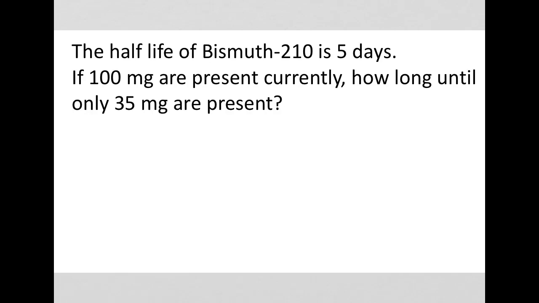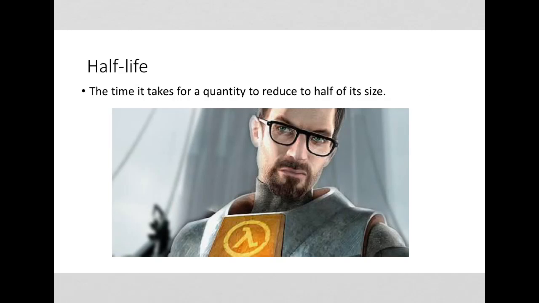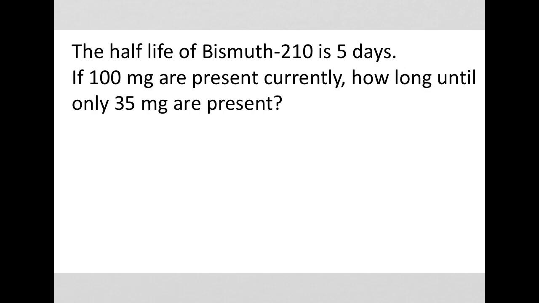Now we want to look at some half-life problems. So half-life is talking about the time it takes for a quantity to reduce to half of its size. Typically speaking, you are using half-life when you're talking about radioactive decay of isotopes. And so we're saying that the half-life of bismuth 210 is 5 days, which is crazy fast. And we're saying if 100 milligrams are present currently, how long until only 35 milligrams are present?